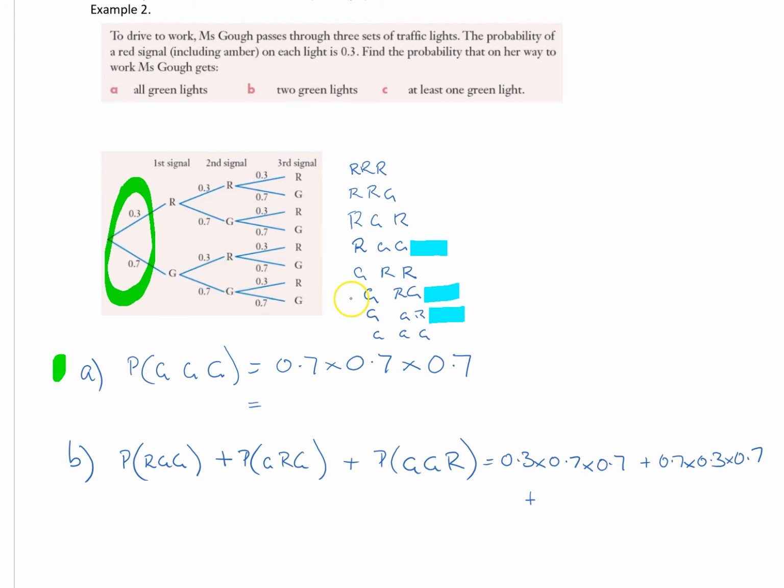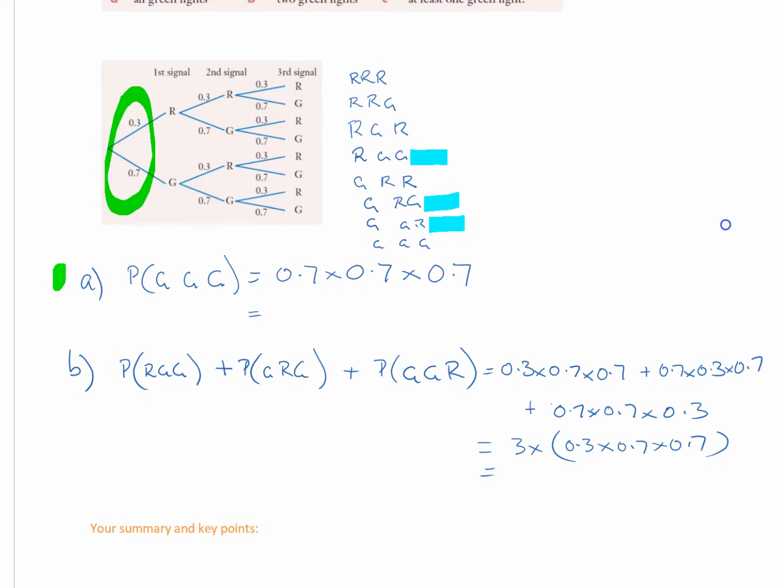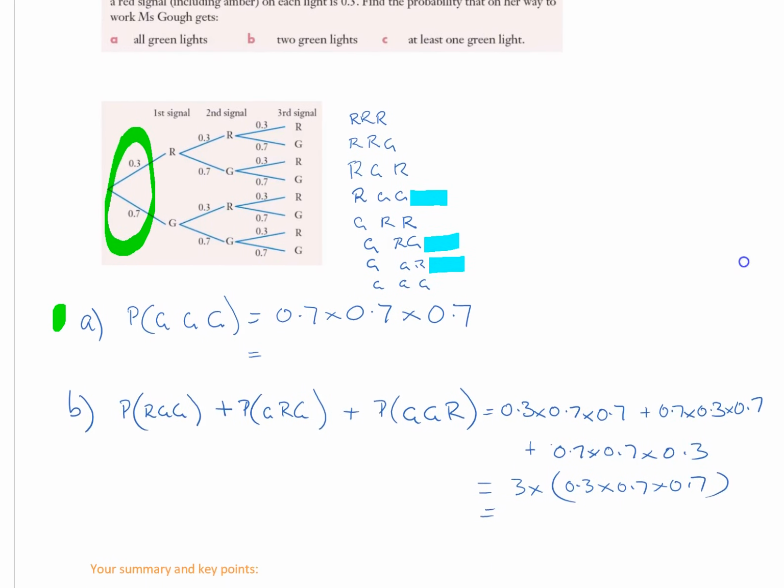Third branch to add on is the green, green, red. Green is 0.7 times second green, 0.7 times a red, 0.3. So again, that's the same as that calculation. They're all the same, 0.3 times 0.7 times 0.7. And I'll leave you to do that calculation just using your calculator.